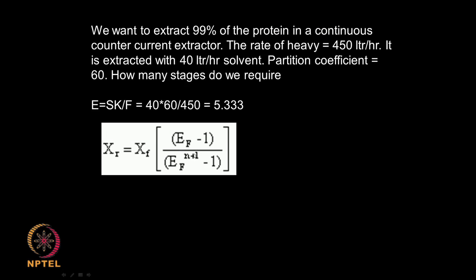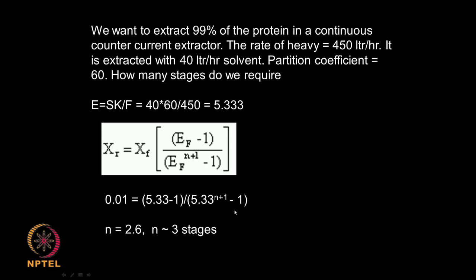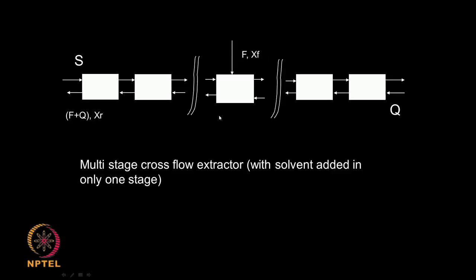So, I use this equation and when I do that, I will get 3 stages. So, I need 3 stages of counter current liquid extraction to recover 99% of a solute when the E is 5.33. Very useful equation.